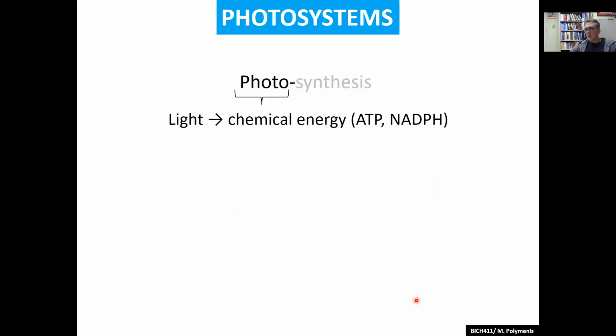And with this, we close the photo part of photosynthesis. We got our chemical energy in the form of ATP and NADPH. And now in the next videos, we're going to see how we put them to use to synthesize the goodies, glucose. And we'll stop at this point.